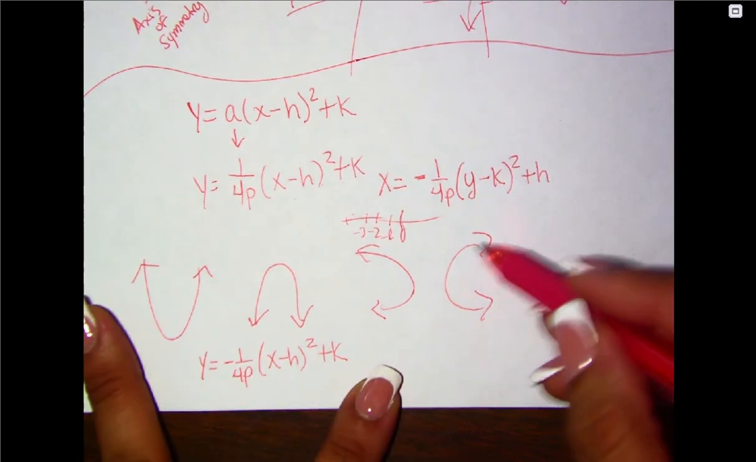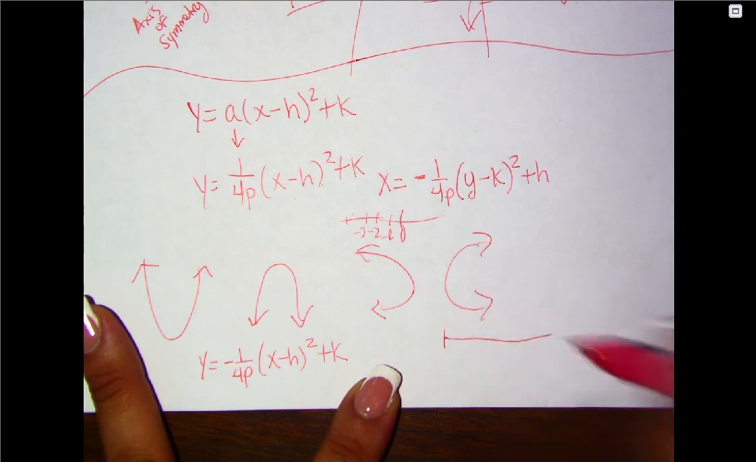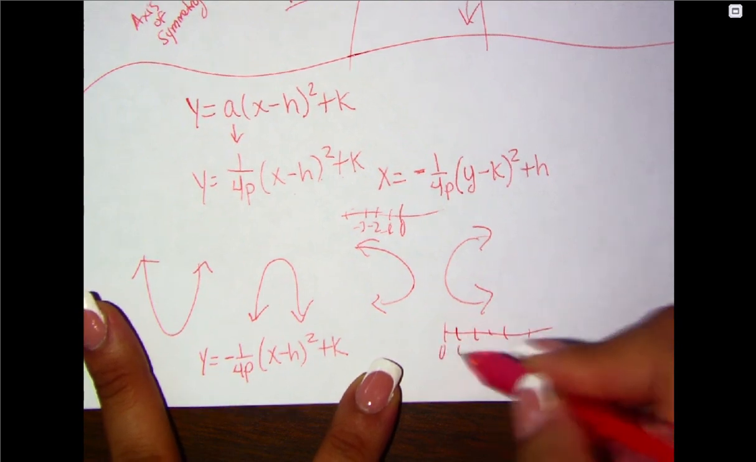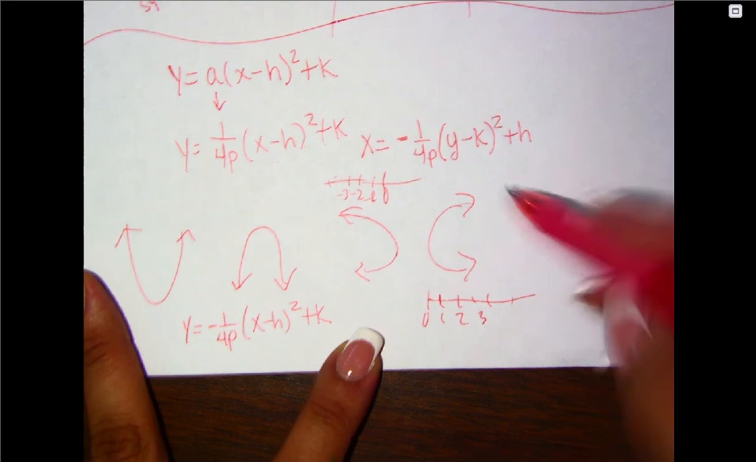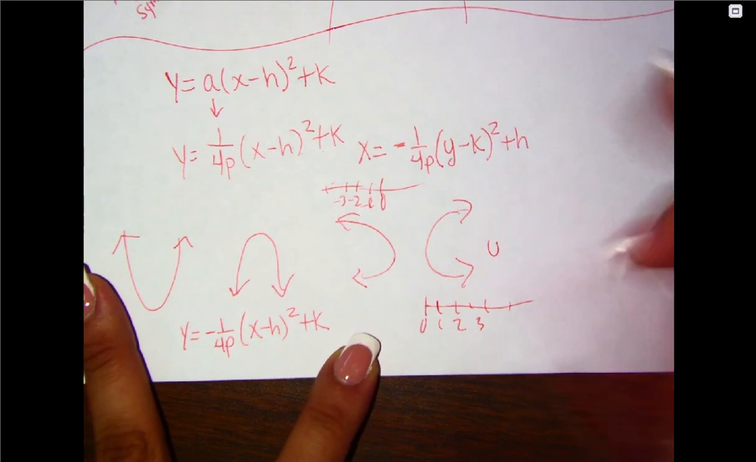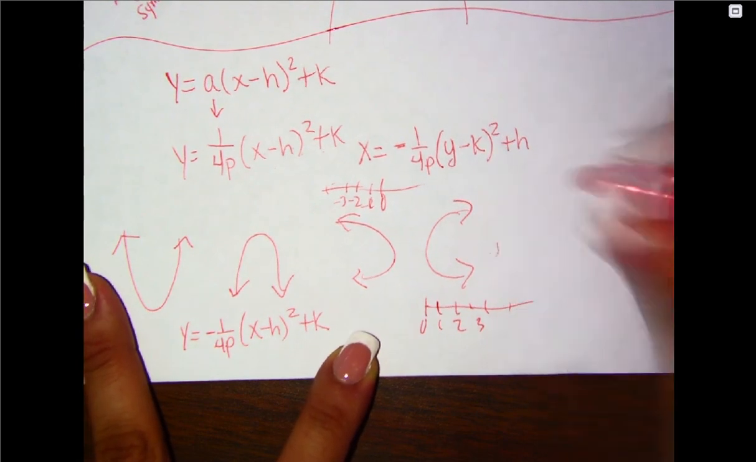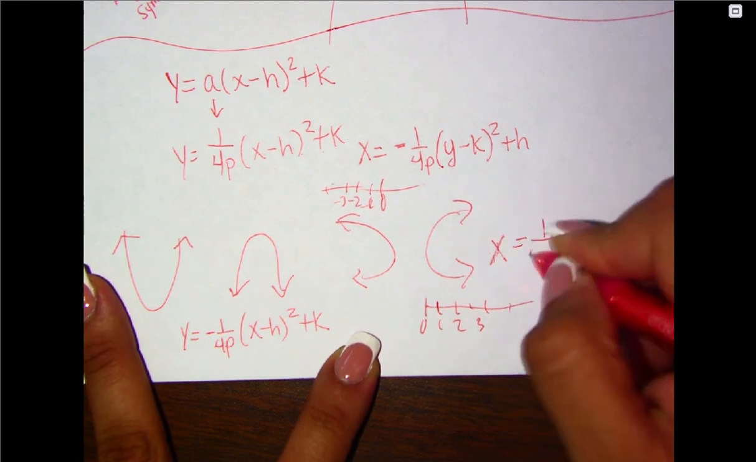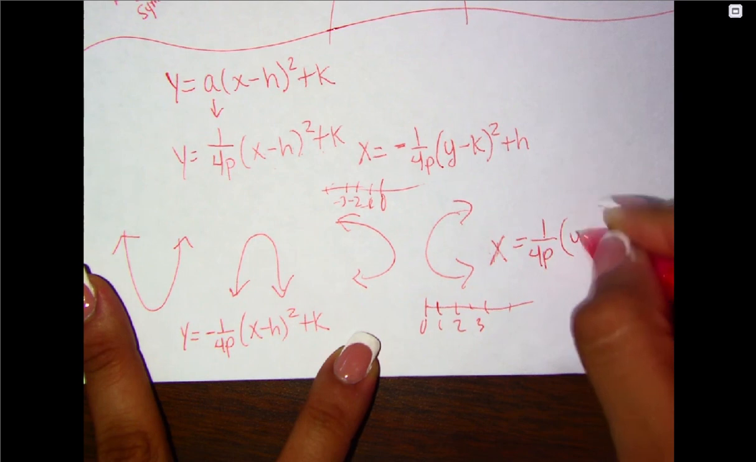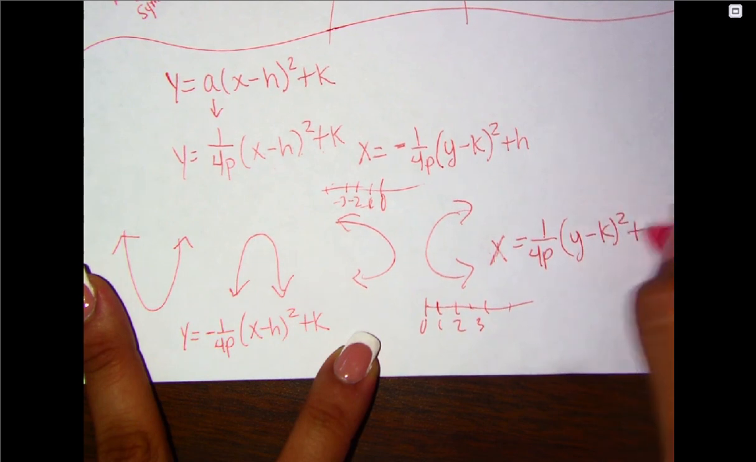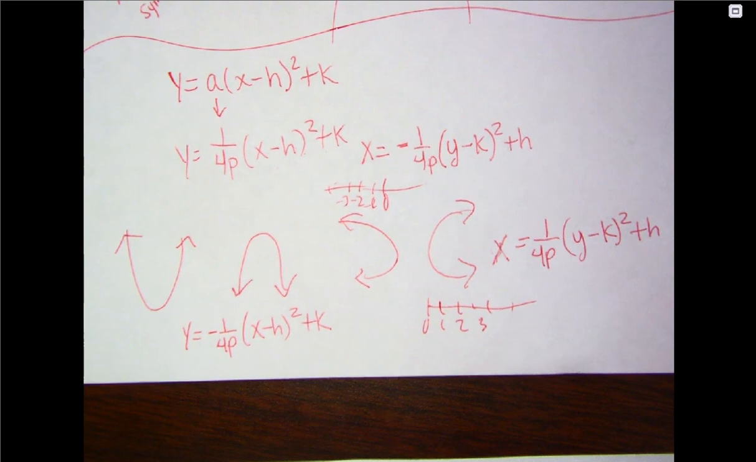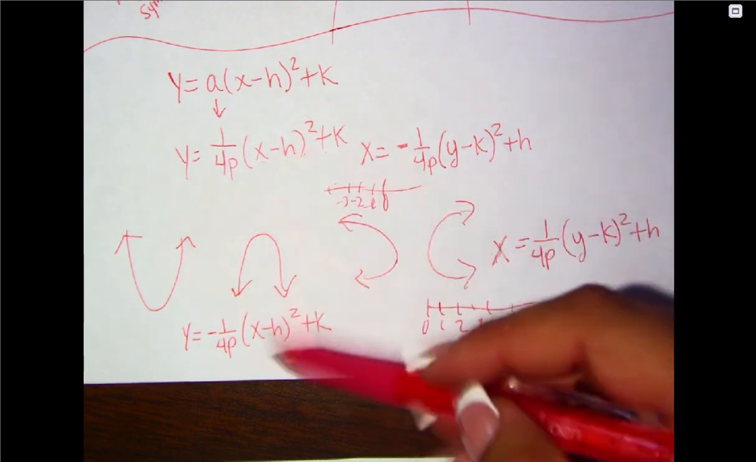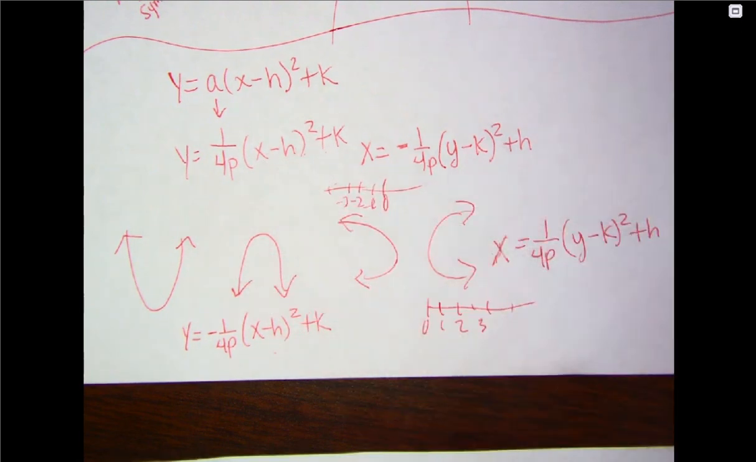On the right side, now we're pointing to the right. What's on the right side of the number line? The positives. So now we have a positive a value. Instead of starting with the y, we write it starting with the x, because it's going sideways. So x equals 1 over 4p, (y − k) squared, plus h. So these are the 4 different ways a parabola can be written using the focus and directrix. In the next video, I'll show you some examples of how to do it.